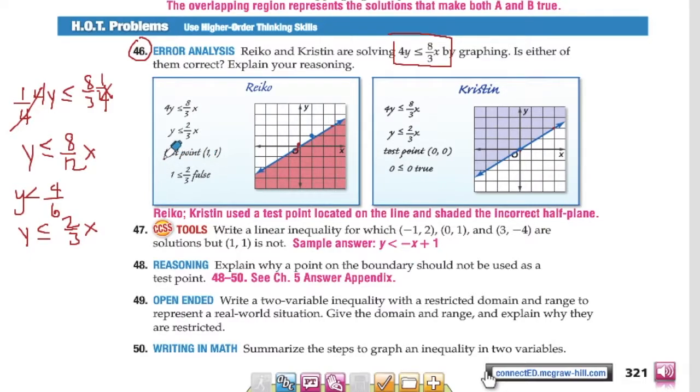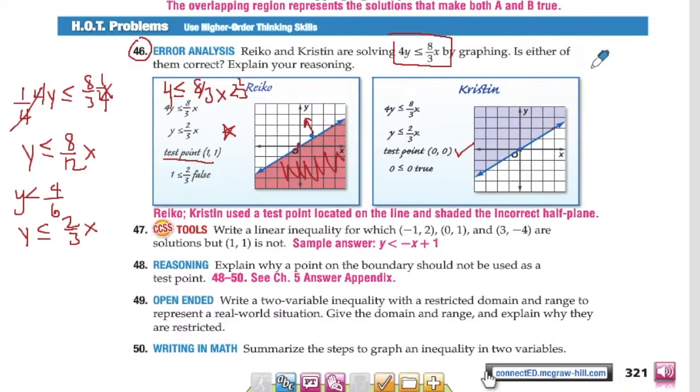So it looks like Rico chose the test point 1, 1. And 4 times 1 is 4, and 4 is less than or equal to 8/3 x. 4/3 is less than or equal to 8/3. 8/3 times 1 is 2 and 2/3. 1, 1 does not make that statement true, so he did not shade in that direction. He shaded in the opposite direction. So Rico is right. Let's go check Kristen. Kristen chose the test point 0, 0, which was her error. If 0, 0 lies on the boundary line, you may not choose it as a test point.